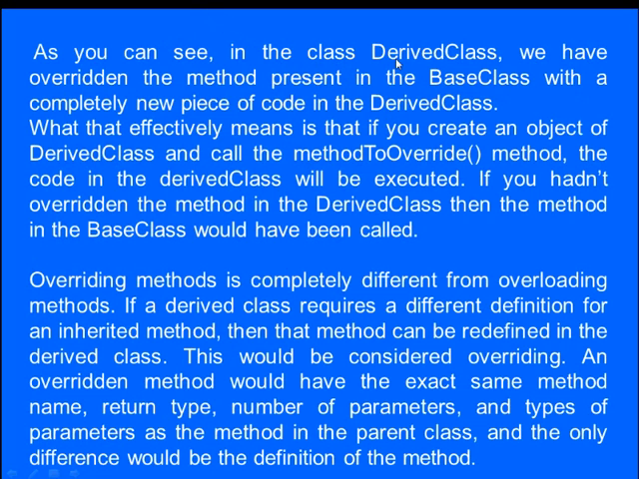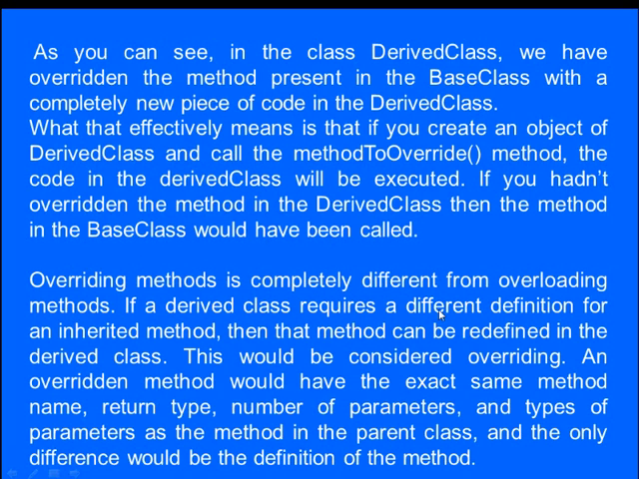As you can see, in the derived class we have an overridden method. We have overridden the method present in the base class with a completely new piece of code in the derived class. That effectively means that if you create an object of the derived class and call the methodToOverride method, the code in the derived class will be executed. If you had not overridden the method in the derived class, then the method in the base class would have been called. Overriding methods is completely different from overloading methods.